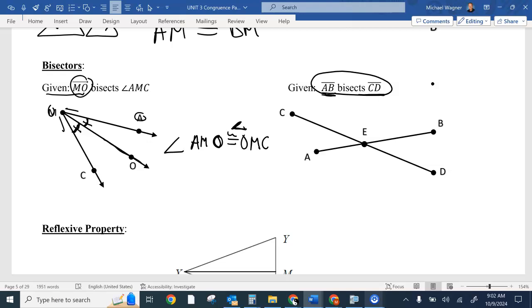So that means CD, we can confirm that this CD is cut in half so that this segment CE is congruent to that. But it doesn't say that AB is being bisected. So we can't say that this segment is equal to that or congruent to that. A very important difference. So CD is getting bisected, or AB is cutting it in half. So that tells us, again, those are the markings. So CE congruent to ED.